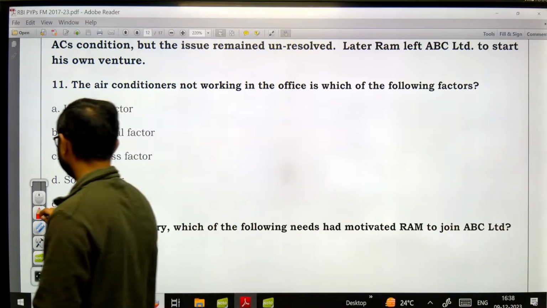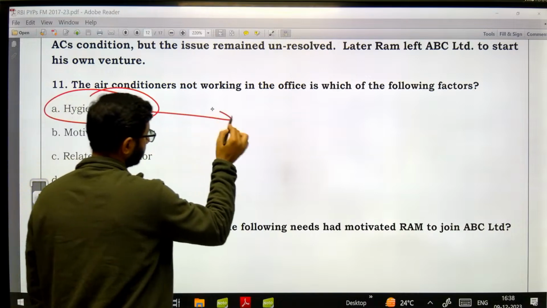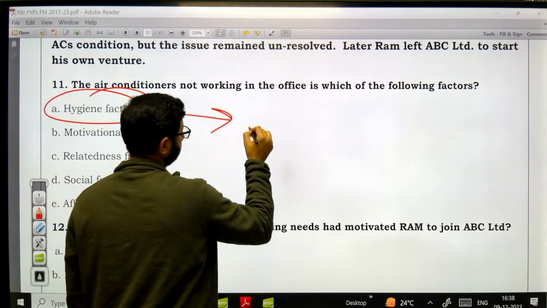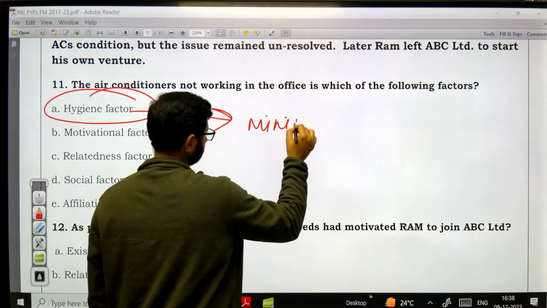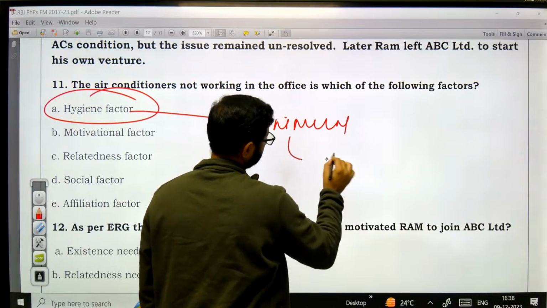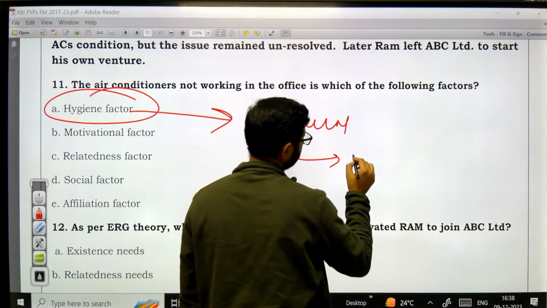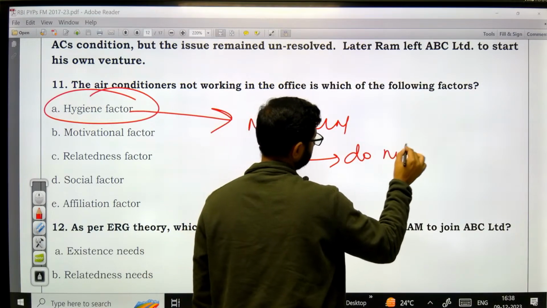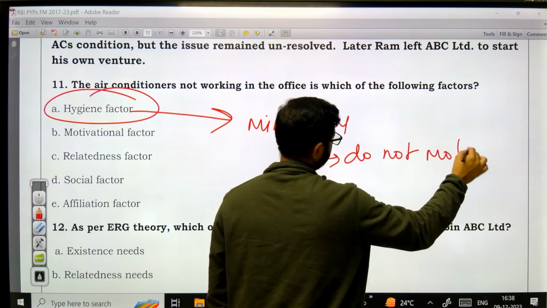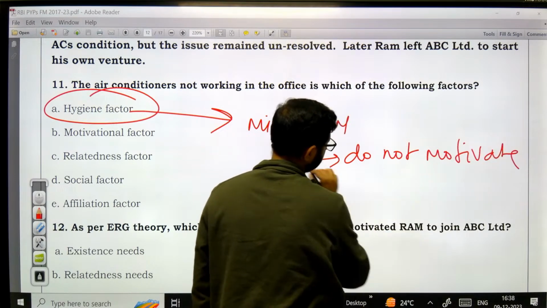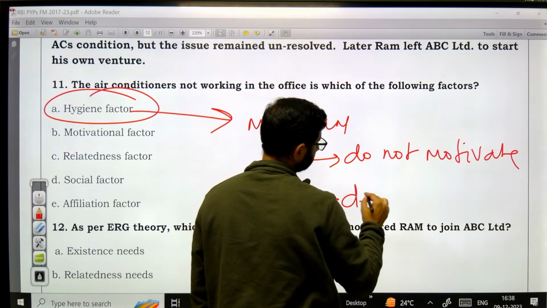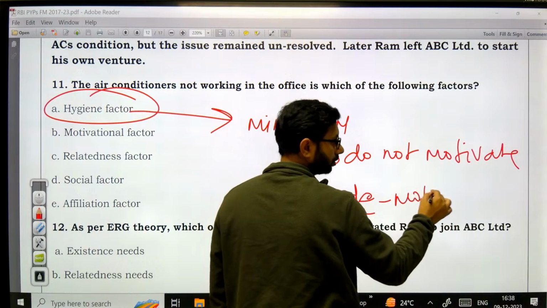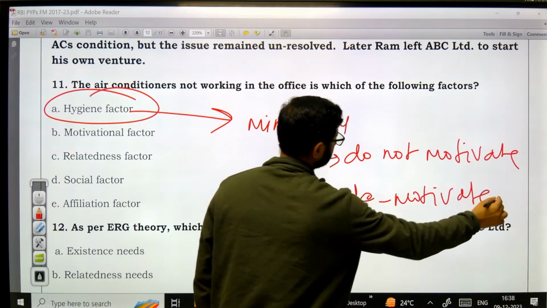Sejal is correct. Hygiene factor, because what does hygiene factor mean? These should be minimum things that, although they do not motivate, if they are not available, they definitely demotivate. Okay.